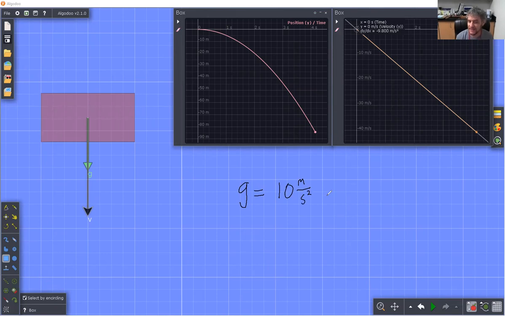It's not exactly 10 meters per second squared because, well, if the Earth had a little more mass, or was a little smaller in radius, then it would be closer to 10. But this is approximate. So I probably should have not drawn an equal sign. I should have just drawn the approximately equal to.